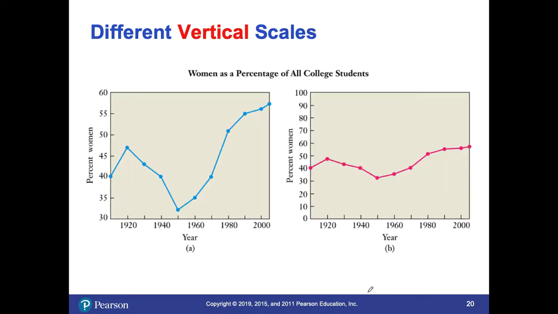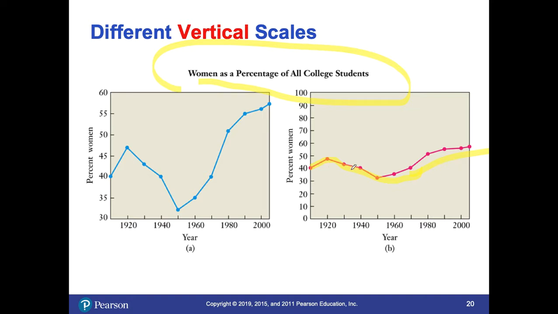Also take a look here. Notice that I have different vertical scales. Notice that the years are the same. Now it says women as a percentage of all college students. You might think, oh wow, women are really killing it over here. They were kind of dropping way down and then they skyrocketed, right? But the reality is that in this graph here, it's a little bit more flatlined, right? Because again, notice the scaling here. On the right side, the percentage is a little more spread out.